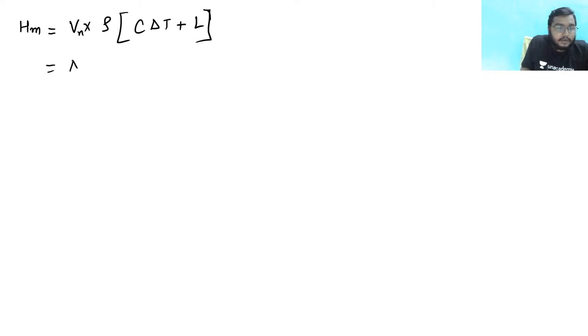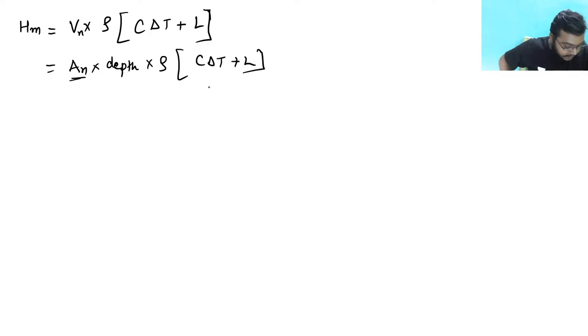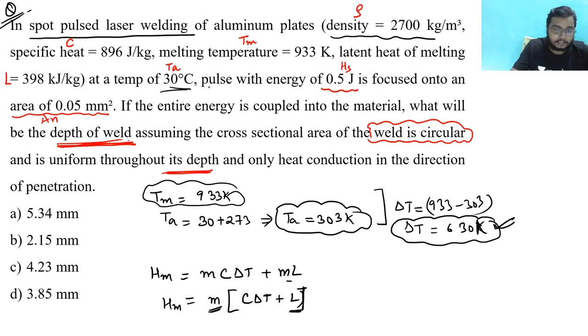So the volume of nugget can be broken down into area of nugget into depth of penetration into density into C delta T plus L. Sir, is it D? Okay, is it D? Yes, yes, answer is D. Very good, very good, answer is D.